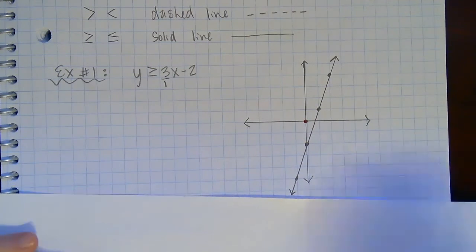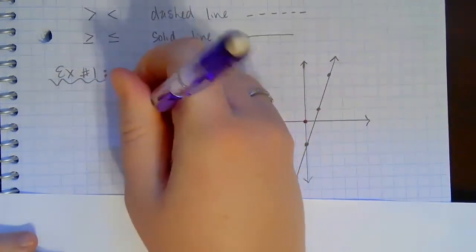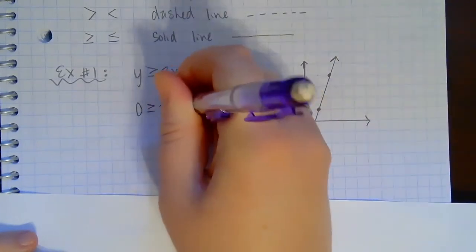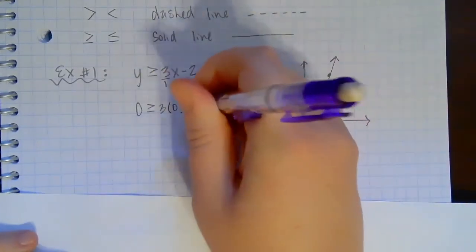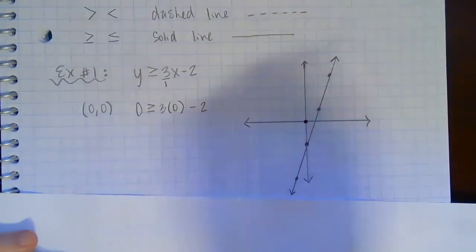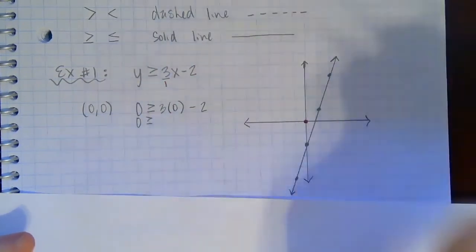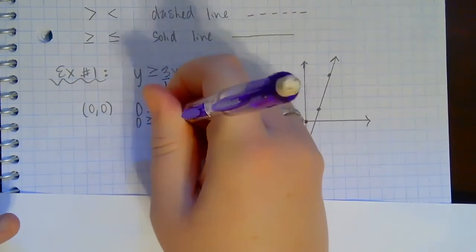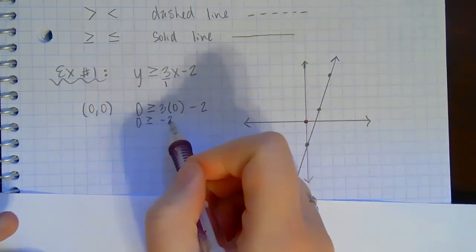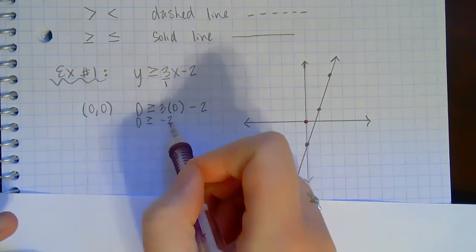I'm going to use this inequality right here, and substitute in the 0. I'm going to put 0 in for y and 0 in for x. So I'm testing the point 0, 0. That stays as 0. 3 times 0 is 0. So I just end up having -2. Is 0 greater than or equal to -2? Yes, it is. It's better for me to have no money than to be in debt $2.